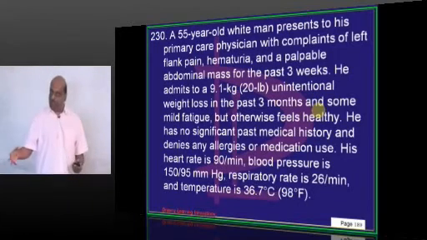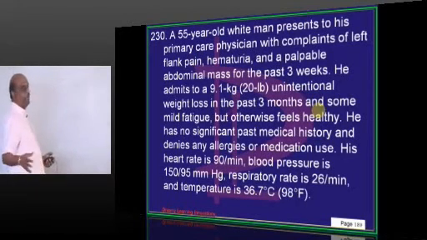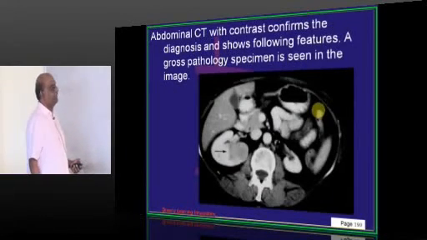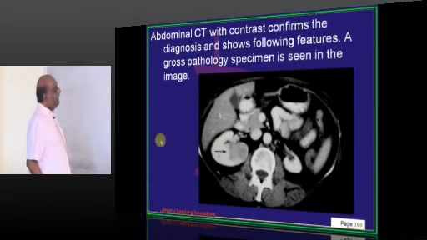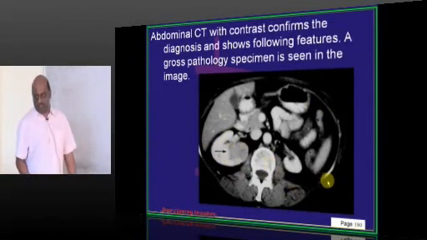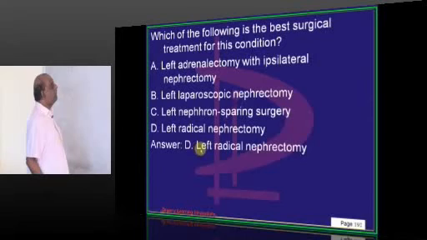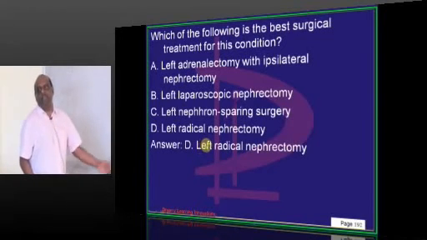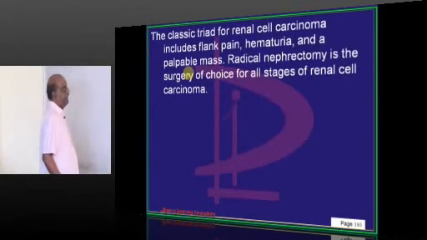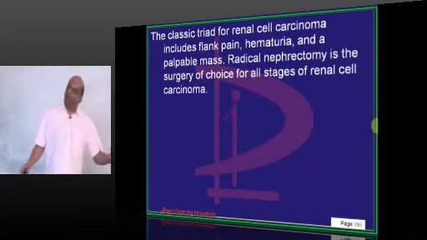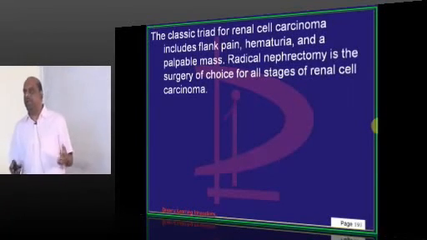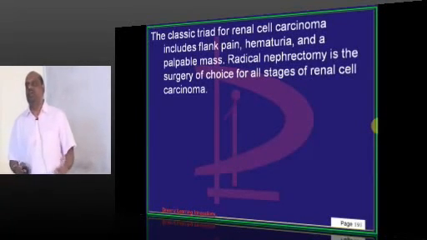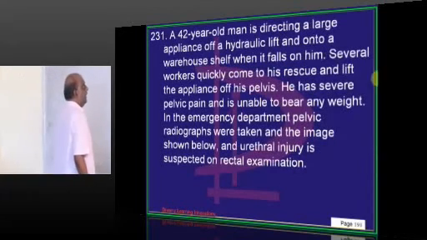A 55-year-old complains of left flank pain with hematuria and a palpable abdominal mass. And typically you can see the presence of a renal cell carcinoma. Renal cell carcinoma, what is the treatment? Left radical nephrectomy is what you need to do here. Flank pain, hematuria, palpable mass: these are called the classical clinical presenting features of renal cell carcinoma.